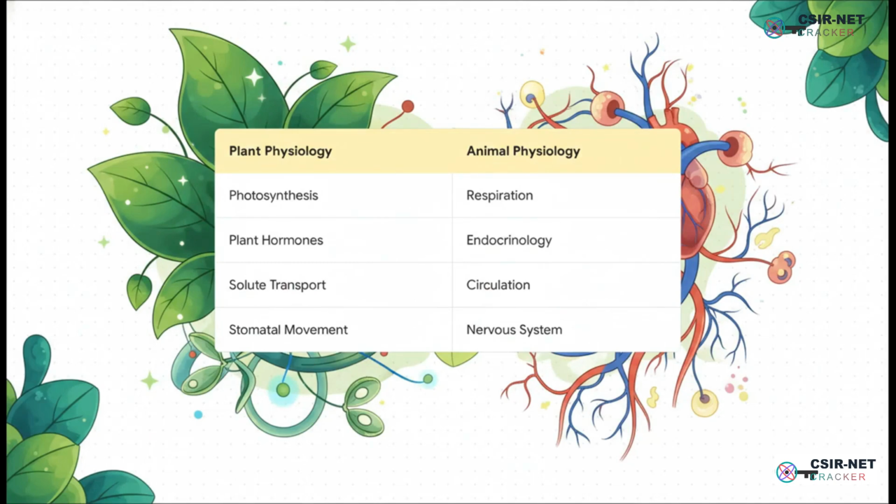I love this. When you put Units 6 and 7 side by side, you see these incredible parallels and differences in how life solves the same problems. Plants use photosynthesis to get energy, animals use respiration. They both have hormones, they both have transport systems, but the actual mechanics behind them are just wonderfully unique.